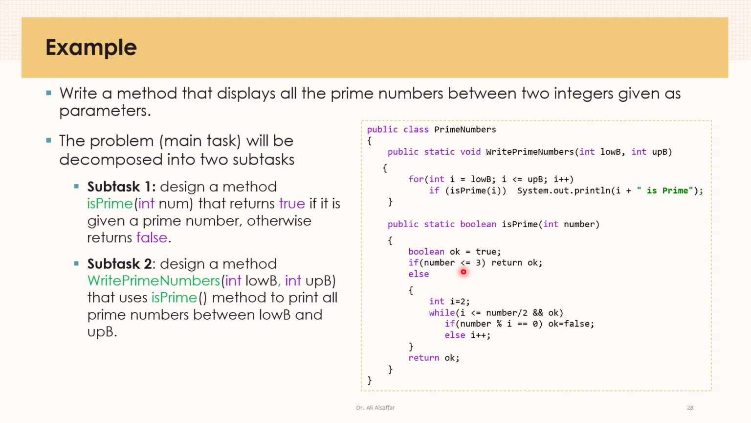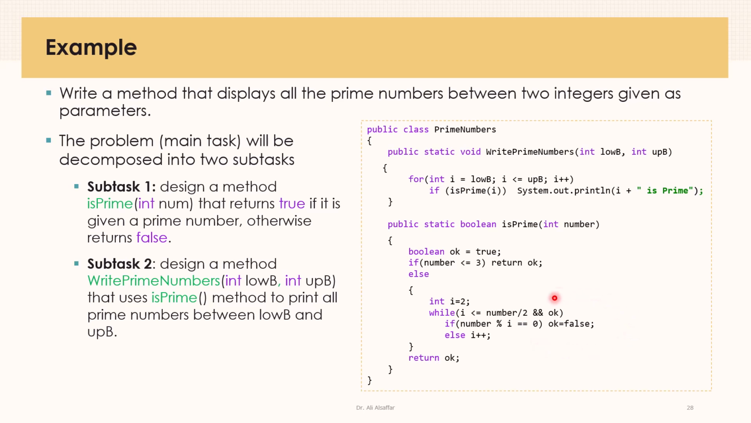If it is less than or equal to 3, that means if it is 2 or 3, then it is a prime number, and therefore it will retain the value of OK as a local Boolean variable, initially equal to true. Otherwise, it will try to check on numbers from 2 up to half of number. If any number in this range divides the input parameter, then it is not a prime number, and therefore the local variable OK will be changed to false.